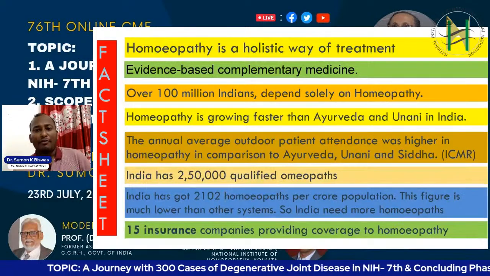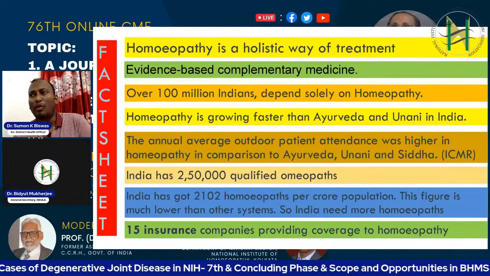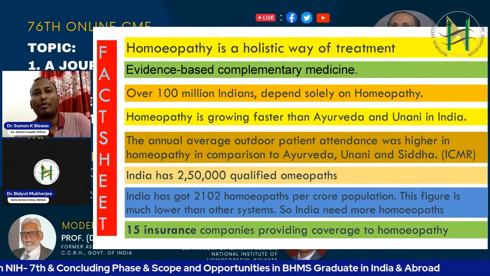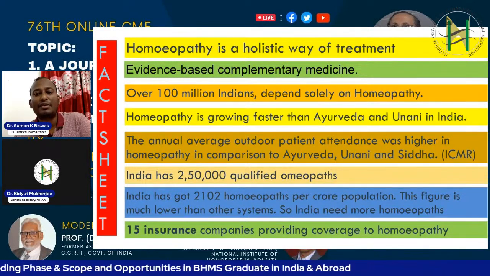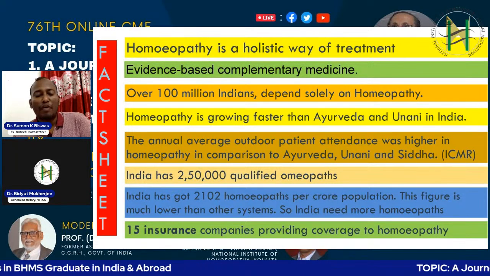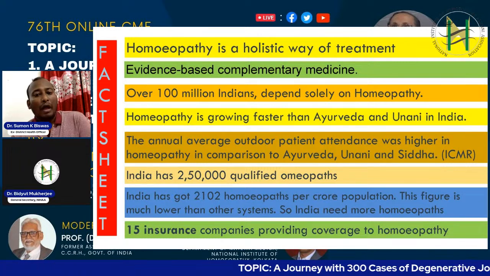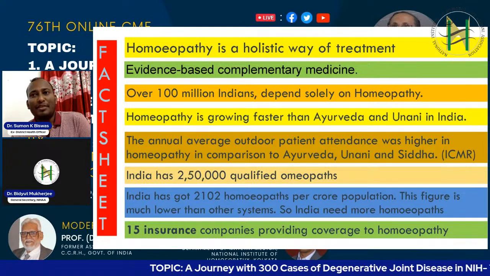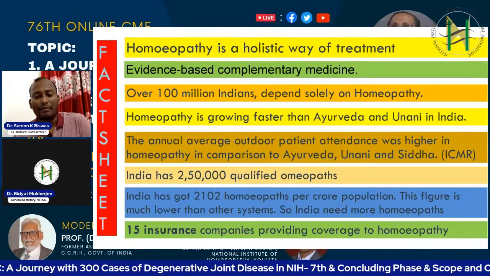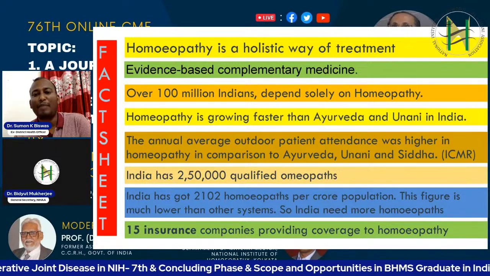Let me talk about a few facts on homeopathy. Homeopathy is a holistic way of treatment. We all know what holistic is. In a single word, it means treating the person as a whole. While we treat a person, we treat the person as a whole. We do not treat the person based on symptomatology. Homeopathy is also called evidence-based complementary medicine. Evidence-based means it has a scientific background or scientific validity. So homeopathy has gained this evidence base, and it is also called complementary medicine.